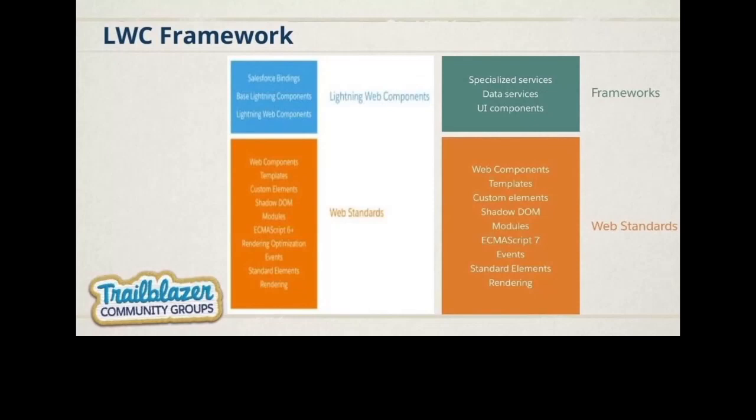So if you look at this image, I know it's a little blurry, I'm sorry for that, but on the left-hand side, we have Lightning Web Components, which are on top of the web standards. Earlier, we had the web standards, and there was a framework over there. This contains specialization services, data services, and UI components. But if you look at Lightning Web Components, it also has Salesforce binding and other stuff like that.